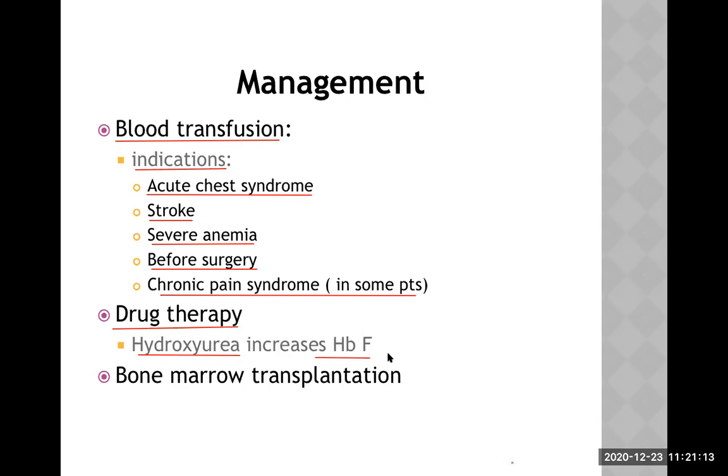Now I'm going to ask you one simple question here. Is it good if hemoglobin F replaces hemoglobin S in this case? Is it good or not for the child? No. It will be. Yes, please, I'm listening. Go ahead.